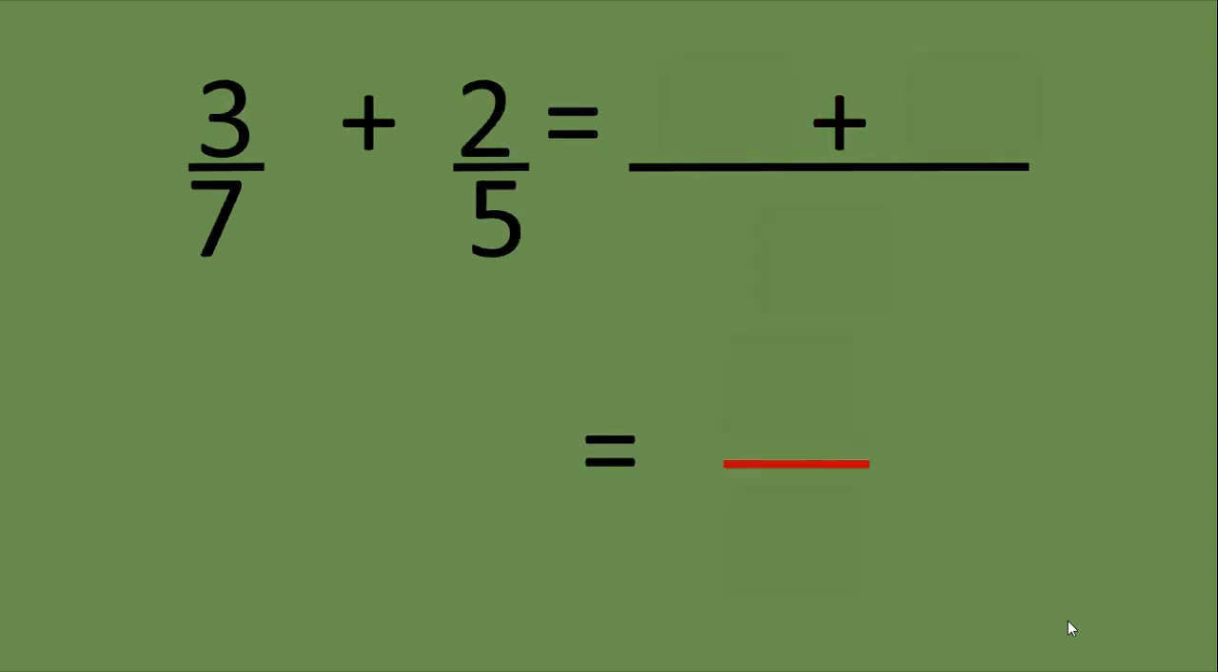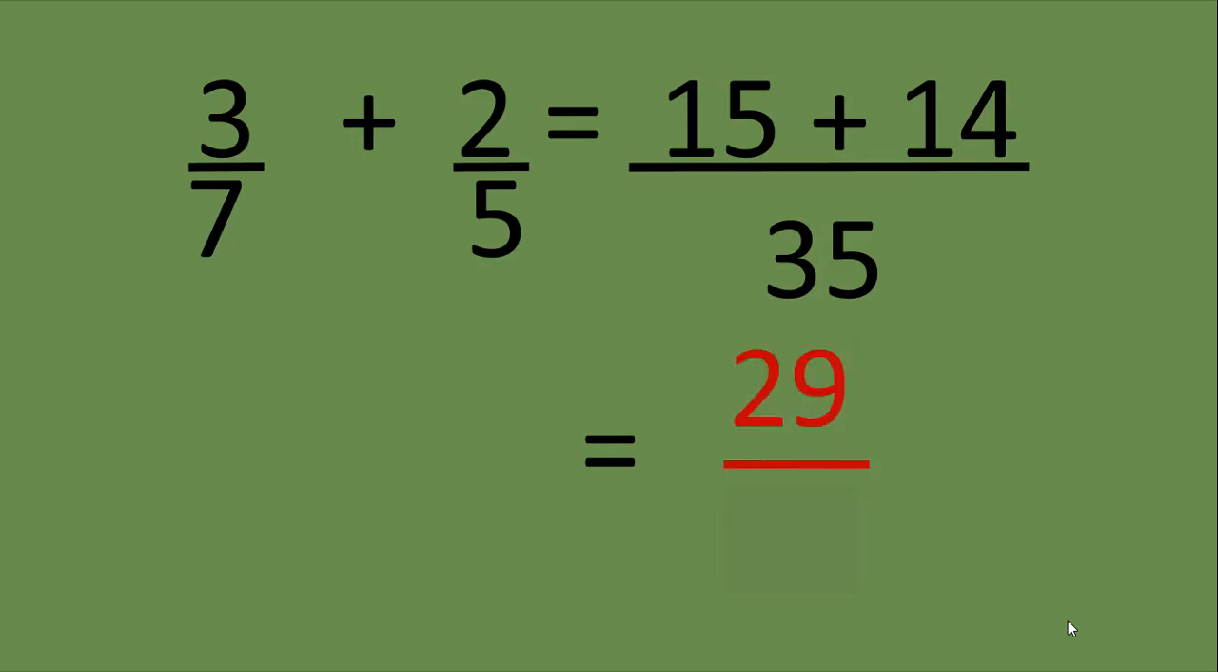Now let's put some numbers. 3/7 plus 2/5. First step, boom. 5 times 3 is 15. Boom. 7 times 2 is 14. Pow! 7 times 5 is 35. Now let's add the numerators. 15 plus 14 is 29. Copy the denominator, 35. And this is the answer.